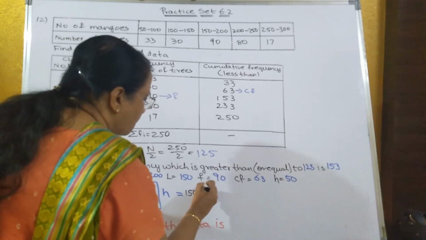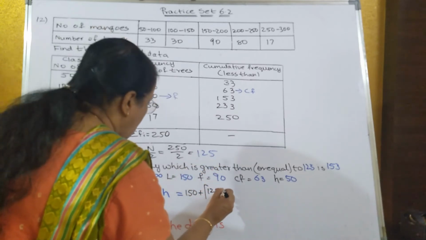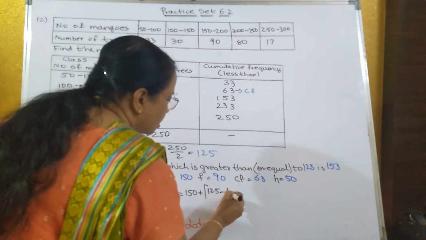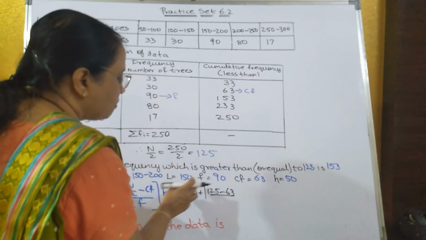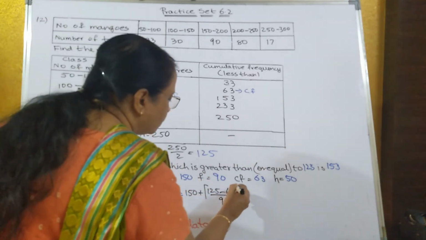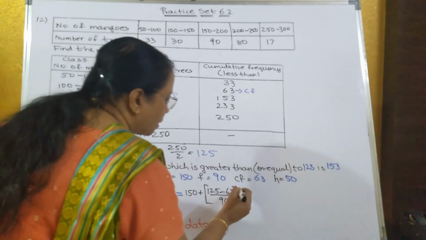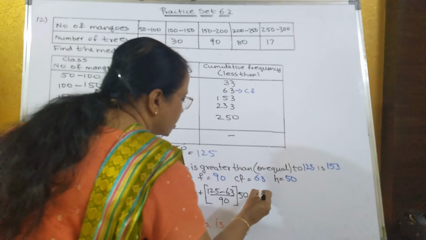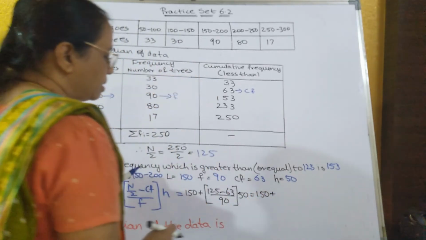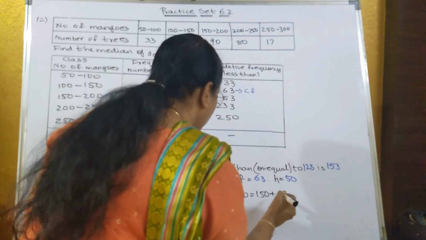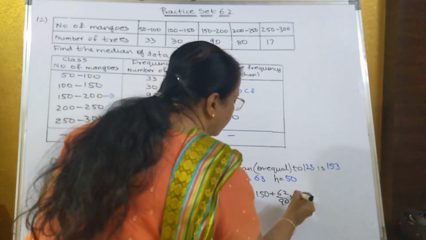150 plus N upon 2, we have got how much? 125, minus cumulative frequency, how much? 63, upon F, which is equal to 90, into h, which is equal to 50. So that is equal to 150 plus (125 minus 63, which is how much?) 62 upon 90 into 50.